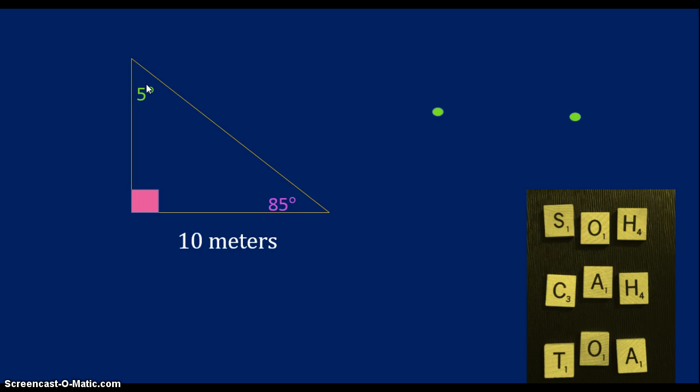Now we have enough information to use SOH CAH TOA. We need to choose an angle we'll be looking at the triangle from. I chose 85 degrees because that's where your friend is. This is going to be the opposite side of this angle, see? So we're going to label that there.